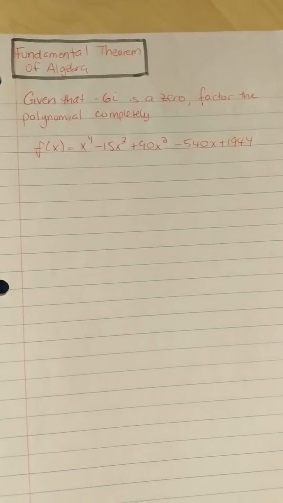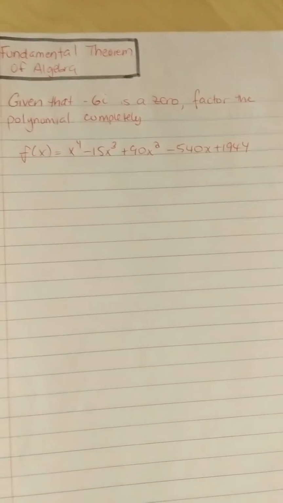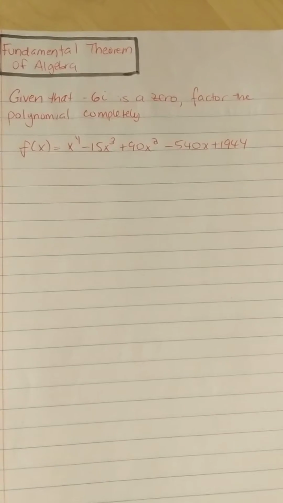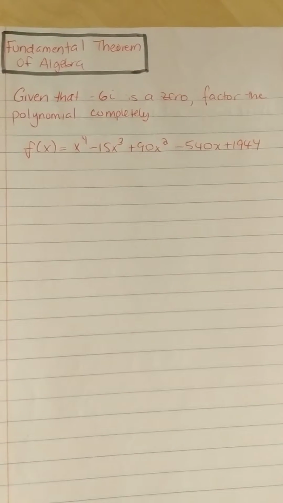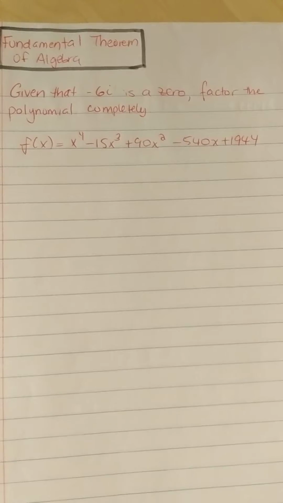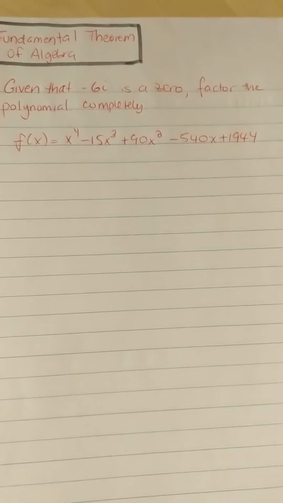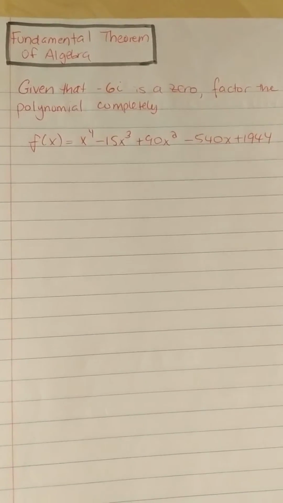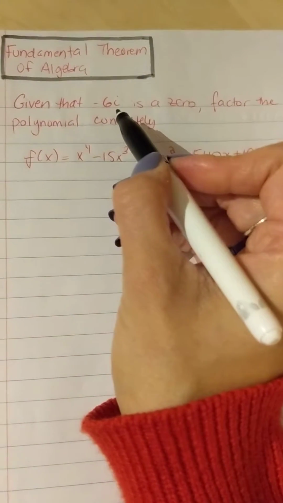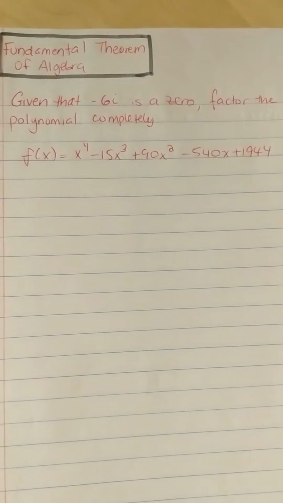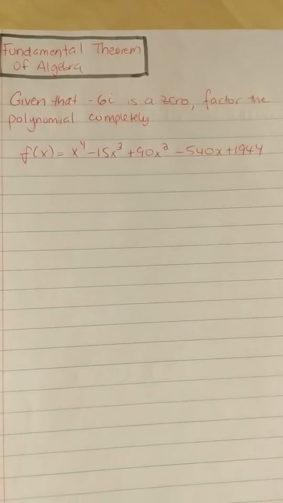Okay, a student has asked me to solve this problem that they were stuck on, so I'm making this video. Hopefully all can benefit. On the fundamental theorem of algebra, we learned something under that umbrella called the conjugate root theorem, which states that if we have a complex zero, like negative 6i, then by necessity positive 6i will also be a zero of this polynomial.